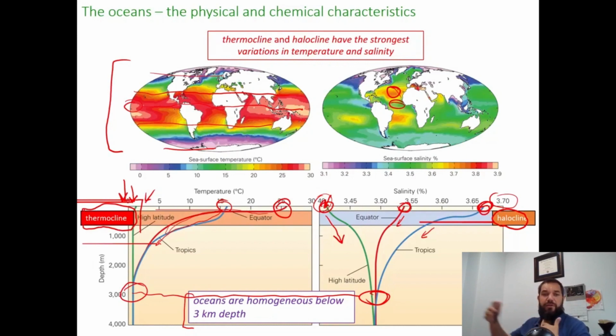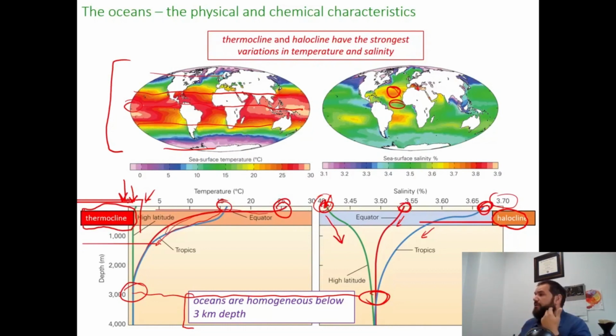So that means if you're in the polar waters at 3 kilometers depth, versus you're in the equatorial waters at 3 kilometers depth, there's no difference. You can't tell the difference. It's cold at the equator, and it's cold at the poles once you're at that depth. Why? What heats up the ocean? It's the sun. The sun is coming from up top. So once you get down to that depth, it's cold water, no matter where you are.